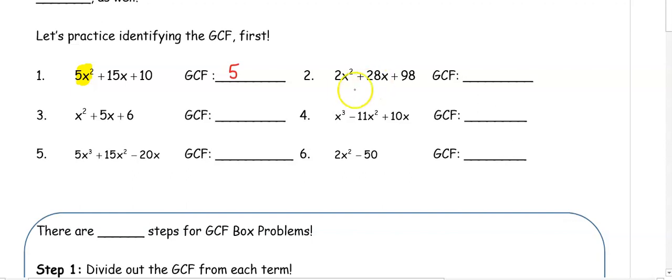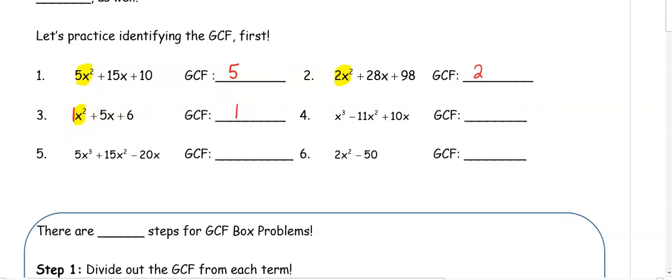In number 2, we want our first term to be x squared, but right now it is 2x squared. So the number that needs to be removed is a 2. So I want to check, are all 3 terms divisible by 2? The first one we know is, 28x is also divisible by 2, and so is 98 because it's an even number. So our GCF is 2. In number 3, we already have an x squared, and there's no number out front, so it's a 1. If we look at our other terms, they're all just divisible by 1, so our GCF here would be 1.